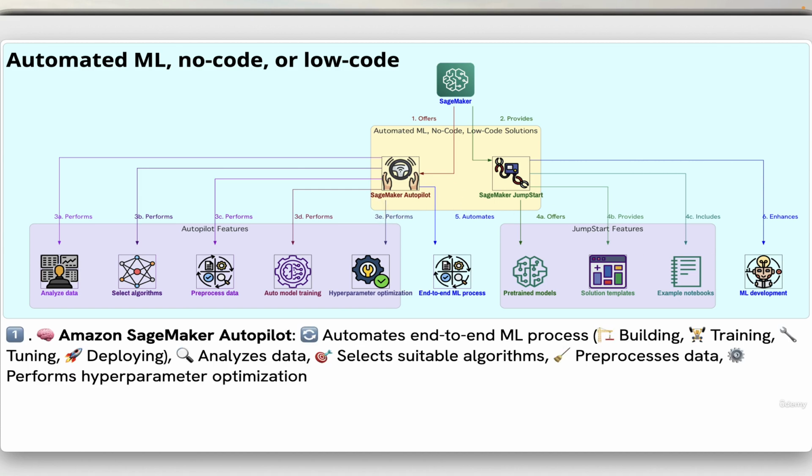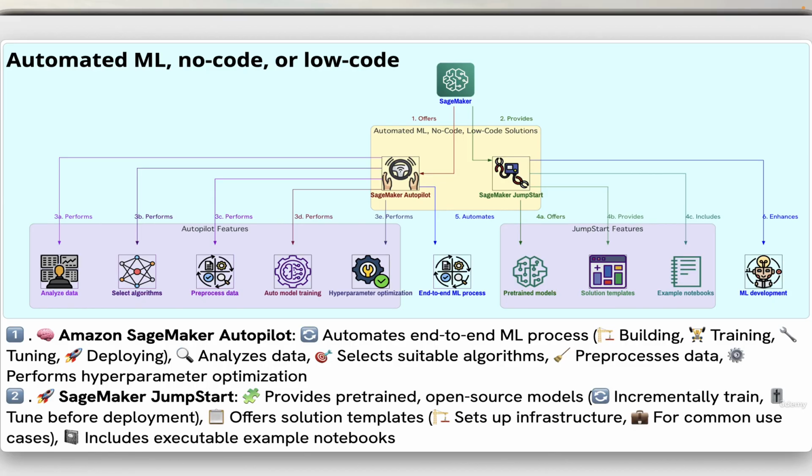So first one, Amazon SageMaker Autopilot is an automated machine learning AutoML feature set that automates the end-to-end process of building, training, tuning, and deploying machine learning models. Amazon SageMaker Autopilot analyzes your data, selects algorithms suitable for your problem type, pre-processes the data to prepare it for training, handles automatic model training, and performs hyperparameter optimization to find the best performing model for your data set.